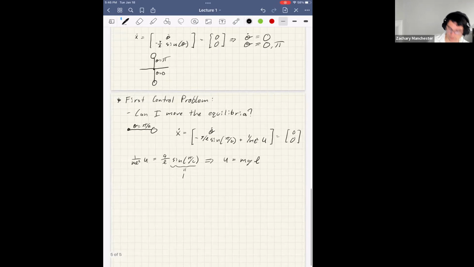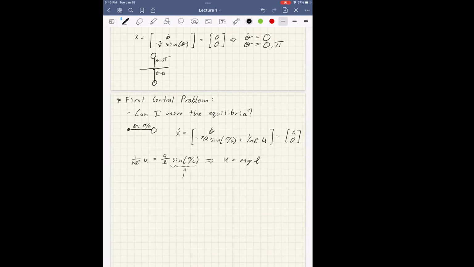And this is super intuitive, right? I'm basically applying a torque that's going to cancel out gravity at that position. I could make this wherever I want, right? So with this trick, I can plug in any theta I want, solve that equation for u, and get an equilibrium and move it anywhere I feel like, right?